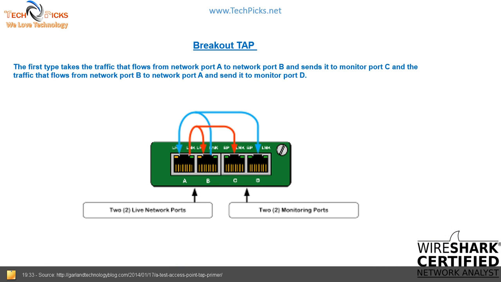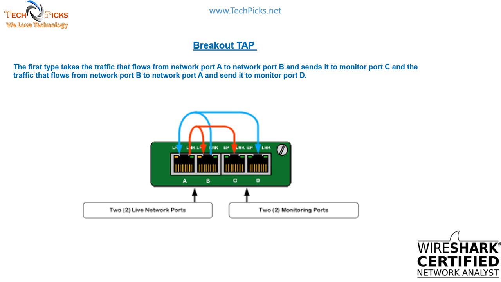There are many taps, but three important types. The first is the breakout tap. The breakout tap takes the traffic that flows from network port A to port B and sends a copy to monitor ports C and D. So any traffic coming from A to B will be sent to C, and any traffic coming from B to A will be sent to D.